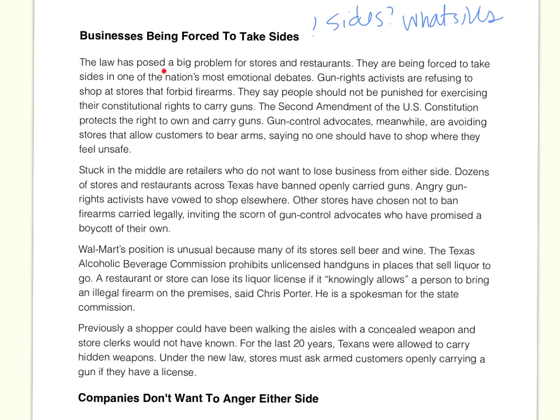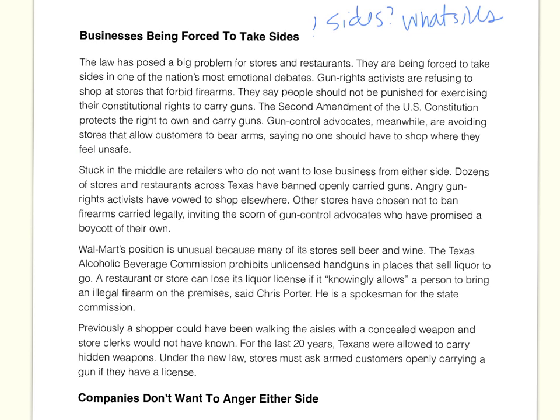The law has posed a big problem for stores and restaurants. They are being forced to take sides in one of the nation's most emotional debates. Gun rights activists are refusing to shop at stores that forbid firearms. They say people should not be punished for exercising their constitutional rights to carry guns. The Second Amendment to the U.S. Constitution protects the right to own and carry guns. Gun control advocates, meanwhile, are avoiding stores that allow customers to bear arms, saying that no one should have to shop where they feel unsafe.